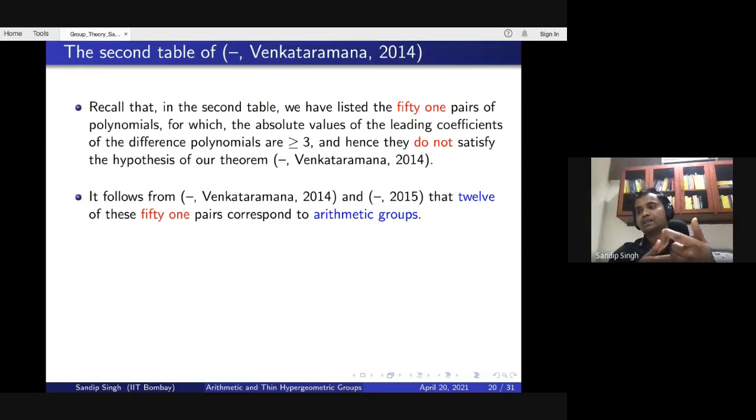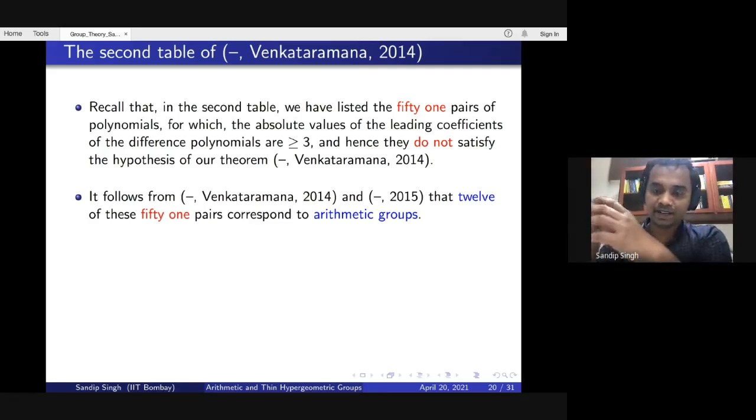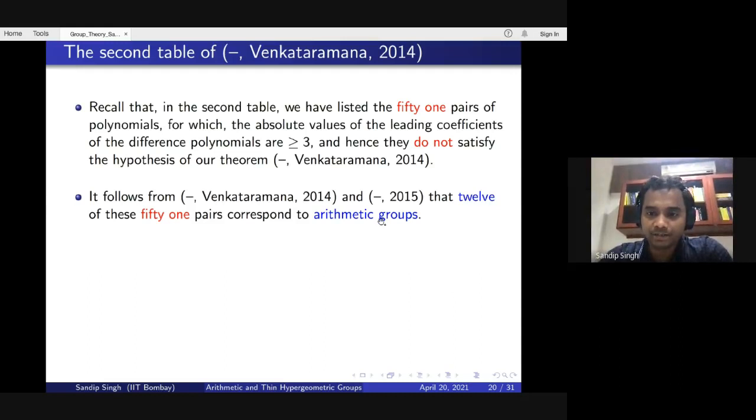So basically, if you consider the pairs f(x), g(x), and f(-x), g(-x), that means the hypergeometric group generated by the companion matrices of the polynomials f and g, and another hypergeometric group generated by the companion matrices of the polynomials f(-x), g(-x). You can see that they are actually conjugate to each other. So if you know the arithmeticity of Gamma_{f,g}, then you know the arithmeticity of Gamma_{f(-x),g(-x)} also. They are equivalent up to a scalar shift, and here the scalar is 1/2.